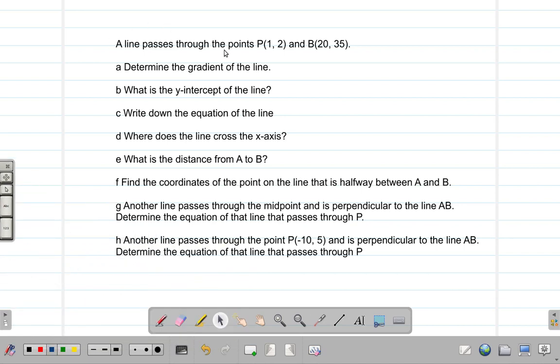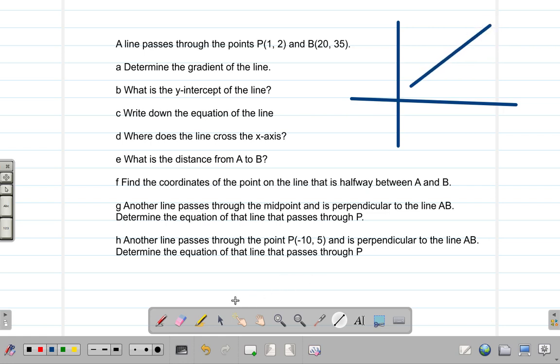Let's take a look at this question here. A line passes through P at (1, 2) and B at (20, 35). Determine the gradient of the line. We're looking at a situation that looks somewhat like this. It passes through (1, 2) and (20, 35).